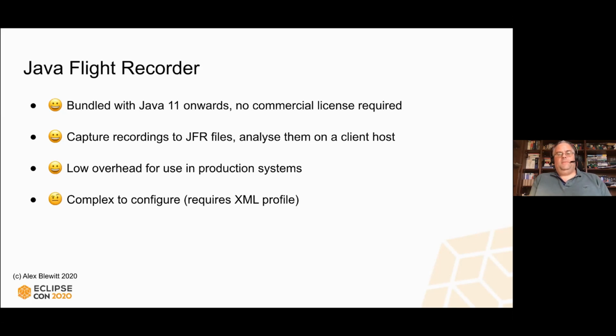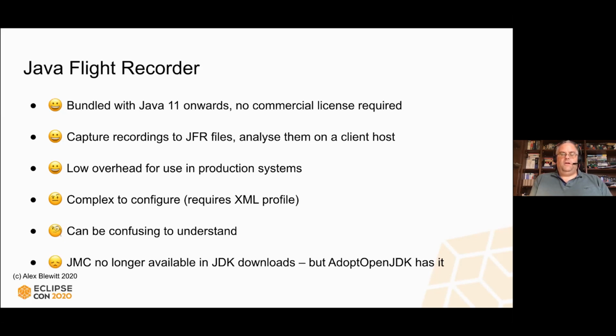However, it's a little bit complex to configure. It requires you creating an XML profile if you don't want to use one of the standard types. And although it's very flexible, it's not as easy to configure and trigger just from the command line. And it can be a little bit confusing to understand as well. Finally, JMC was part of OpenJDK 8. That was when JFR was a commercial technology, but OpenJDK 11 no longer ships JMC as part of the standard JDK build. However, you can download it from Adopt OpenJDK, or you can go to the OpenJDK/JMC GitHub repository where there are links to download packages.